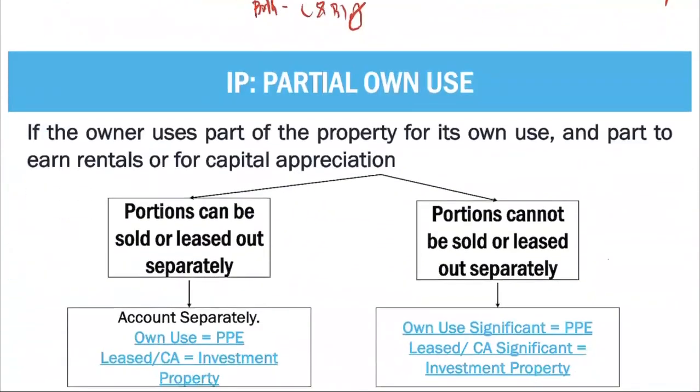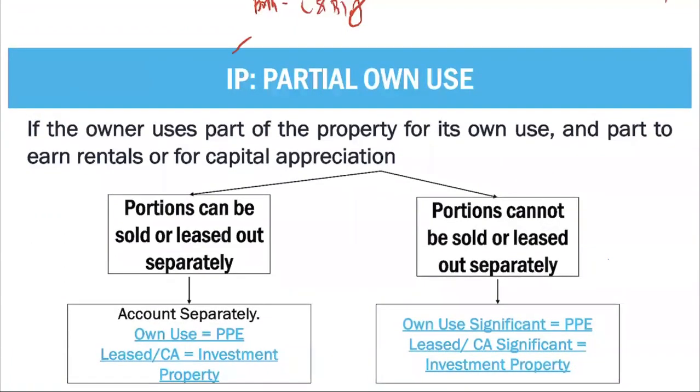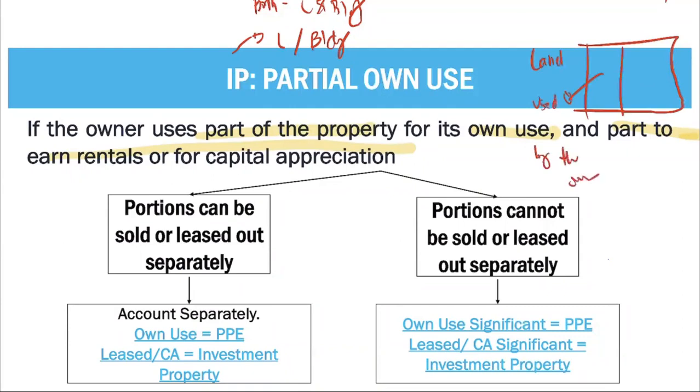Now we have your investment property with partial own use. What is this investment property with partial own use? So remember, you can only have investment property as land or a building. When we say partial own use, that is if the owner uses part of the property for its own use and part to earn rentals or for capital appreciation. So for example, this is the land. Let's say this portion is used by the owner and this portion is rented to others.